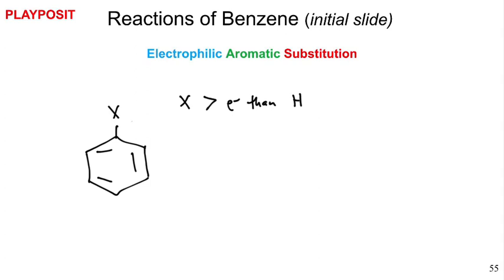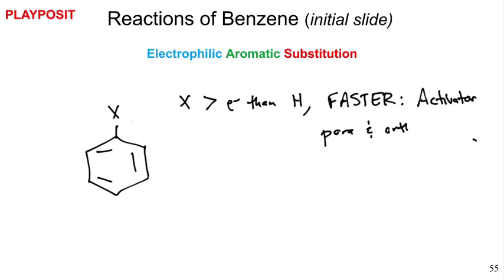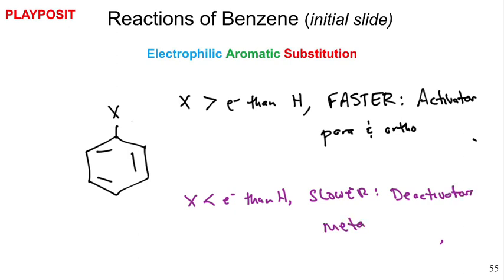If atom X has more electrons than hydrogen, faster reaction. Because we like Transformers, we can call that atom X an activator. Right? The end. Doesn't that remind you of Transformers? Whatever. Okay. Our substitution would happen at the para and ortho positions. If atom X had fewer electrons than hydrogen, we would expect this to be slower. Again, Transformer reference: deactivators. And we would expect our substitution to happen at the meta position.